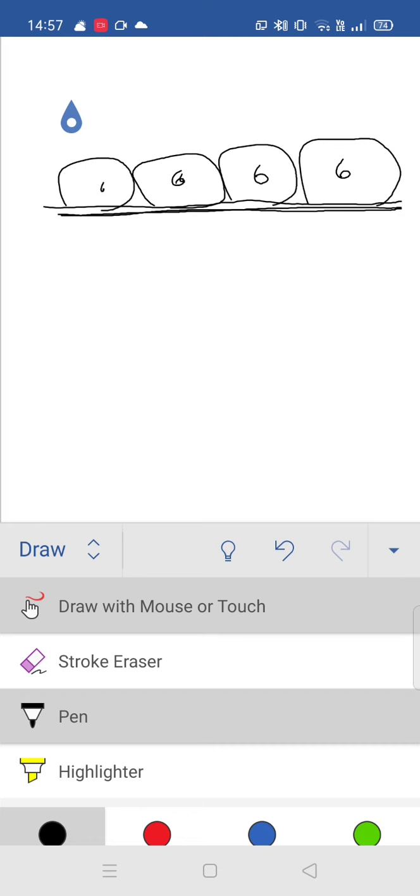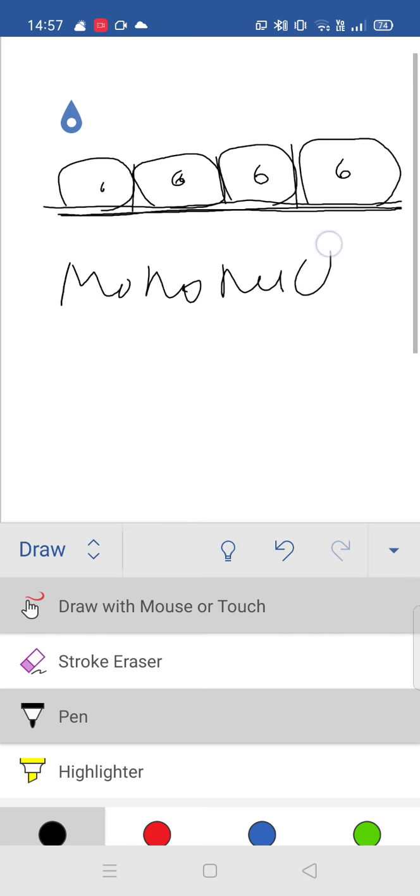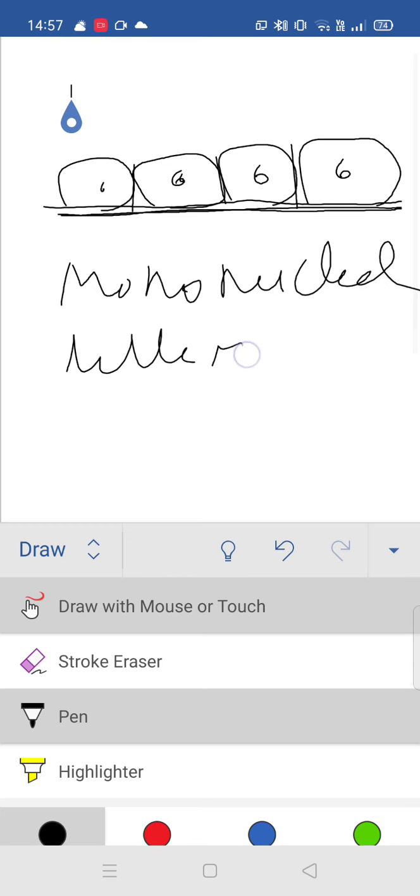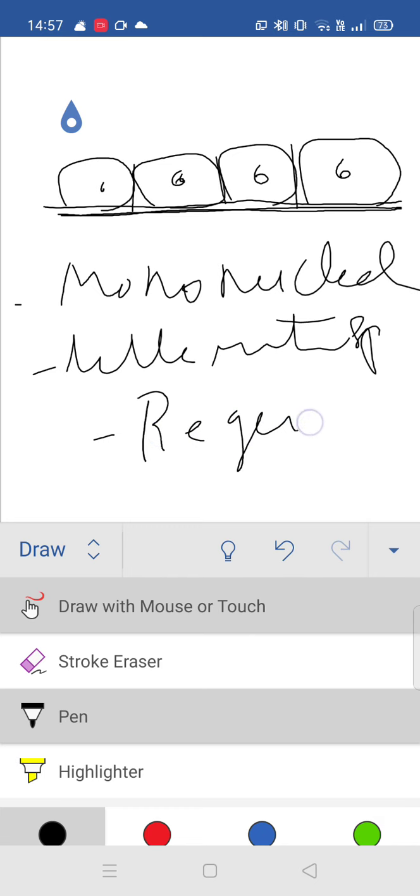And then they have little intercellular space. Intercellular space is very little in it. Here the space is very less. So they are mononucleated, and they have little intercellular space. They have the capacity to regenerate.